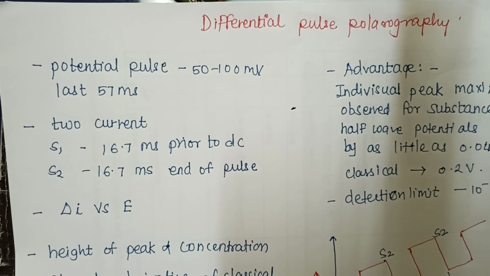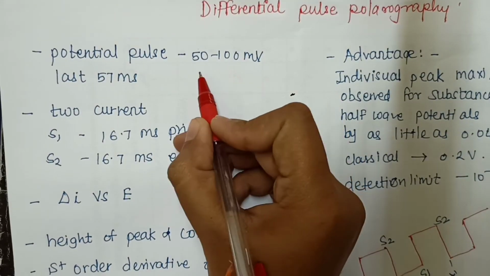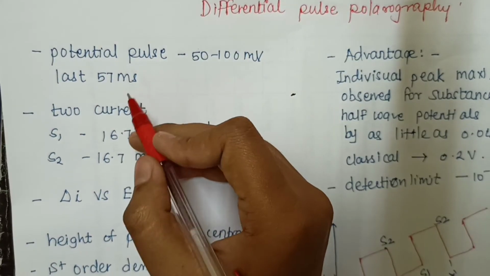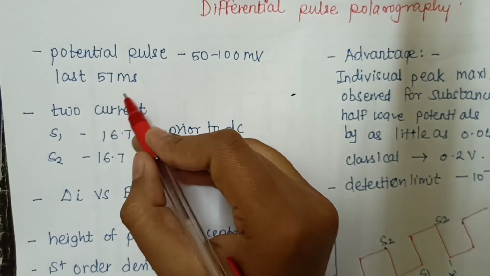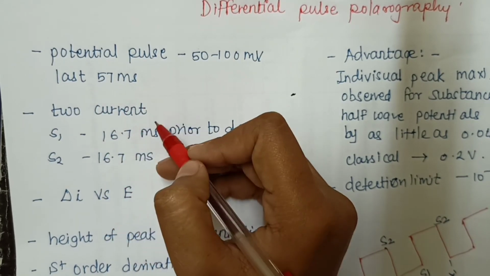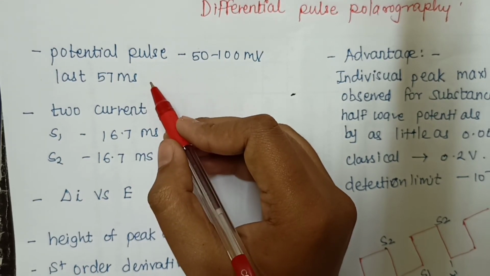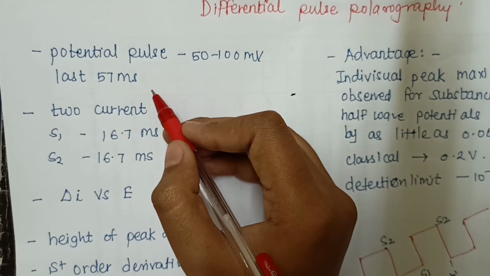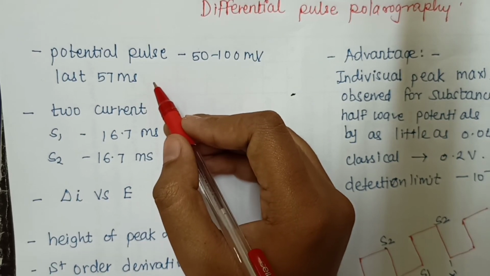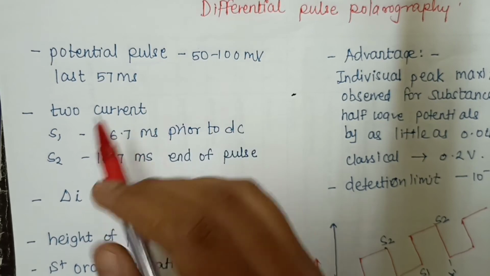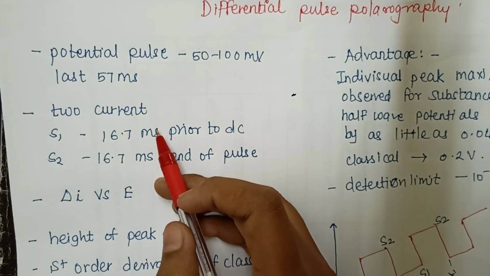The voltage ramp used in differential pulse polarography consists of a classical ramp on which a potential pulse of amplitude 50 to 100 millivolt is applied during the last 57 milliseconds of the mercury drop detach. So the potential pulse is applied during the last 57 milliseconds of mercury drop discharge. Two current measurements are done.